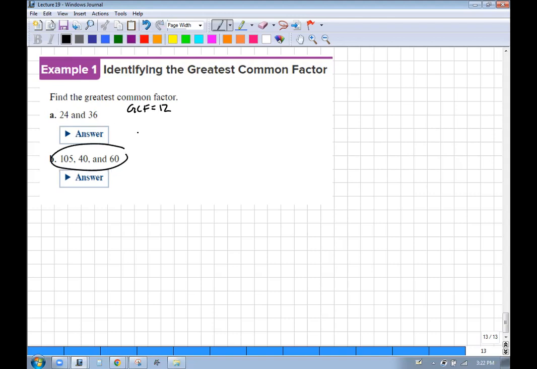Now you start getting stuff like this, you might be like, maybe 5, but what about like 15 or something? It gets kind of confusing. So the easiest way to do this is to do the prime decomposition. 24 is 2 times 12. 12 is 2 times 6. 6 is 2 times 3. 36 is 2 times 18. 18 is 2 times 9. And 9 is 3 times 3.